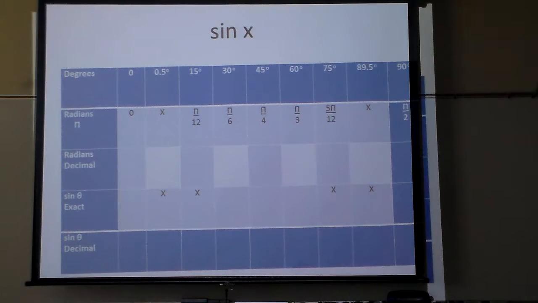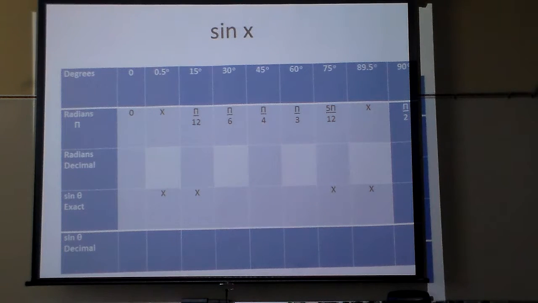But notice this. 0 degrees is 0 radians. 15 degrees is pi over 12. 30 degrees is pi over 6. 45 is pi over 4. Pi over 3. You can see 5 pi over 12, and 90 is pi over 2. Okay. Now the whole reason for this is the following.